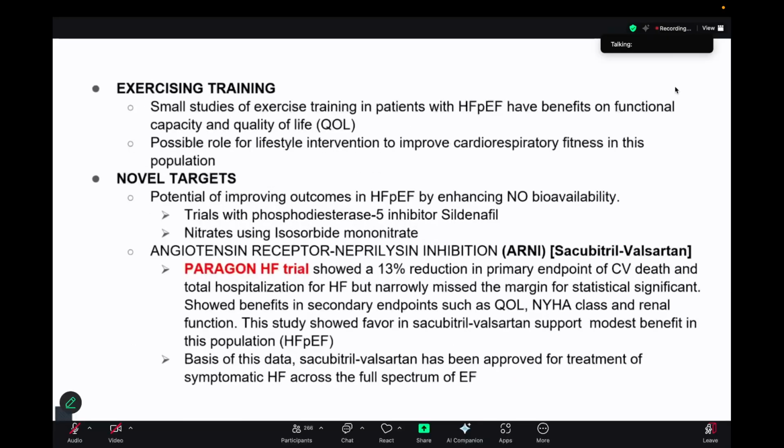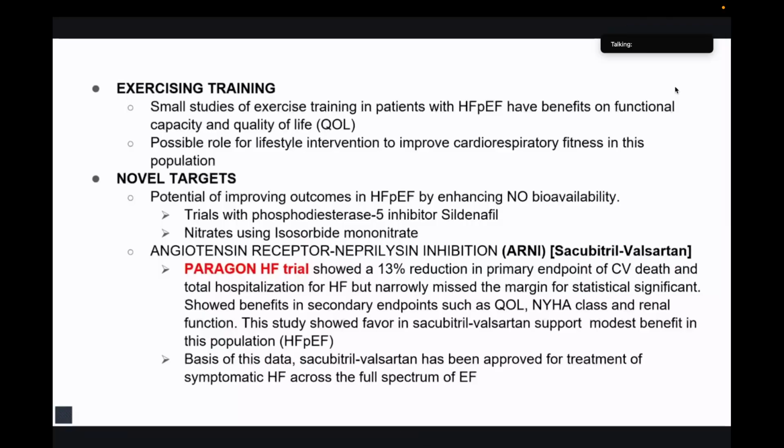In contrast to the disappointing results of targeted drug therapy in HFpEF, small studies of exercise training in patients with HFpEF have shown that there is benefit on functional capacity and quality of life. Hence, there's a possible role of lifestyle intervention to improve cardiorespiratory fitness in patients with HFpEF.